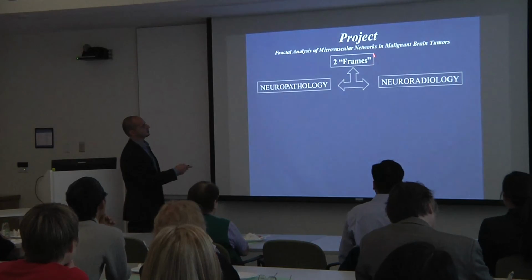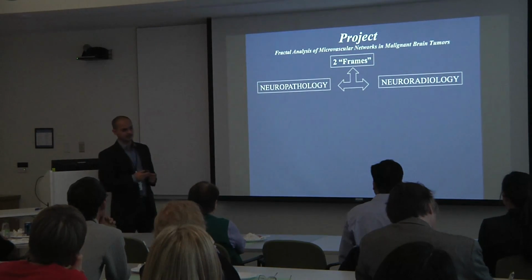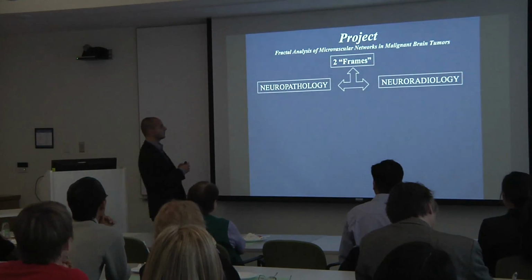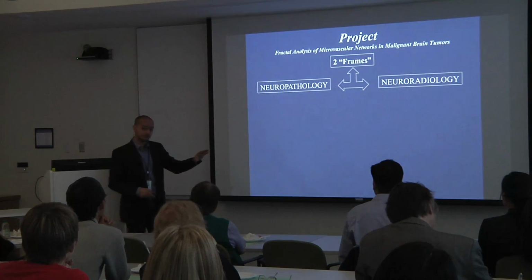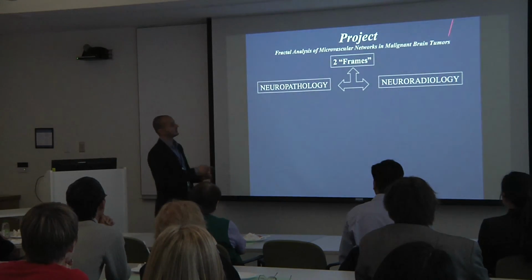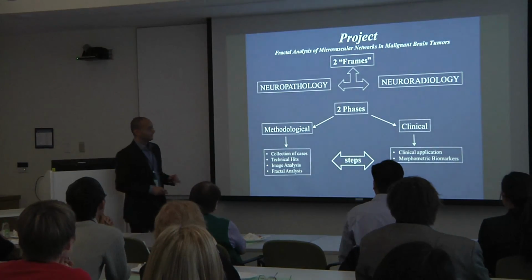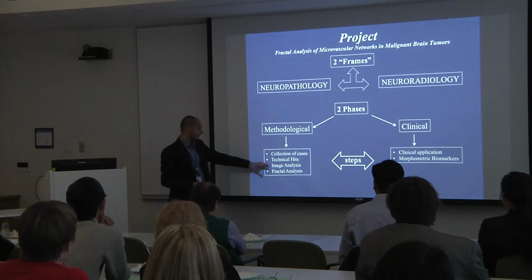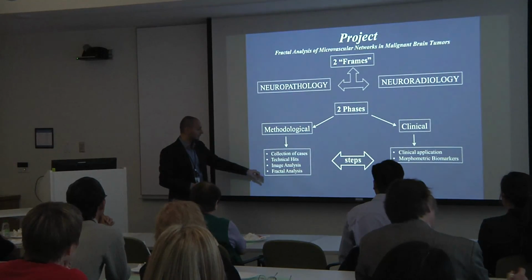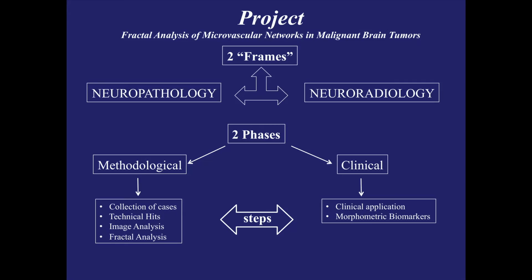I did two frames of the project to show that the tumor really has a microvascular fingerprinting: the neuropathology frame and the neuroradiology frame. So, dealing with the histopathological specimens of brain tumors and dealing with MRI images. There are two different phases. One is methodological: collection of the cases, technical histology, image analysis, fractal analysis. You can figure out that in this phase there is a lot of collaboration with computer scientists and engineers.